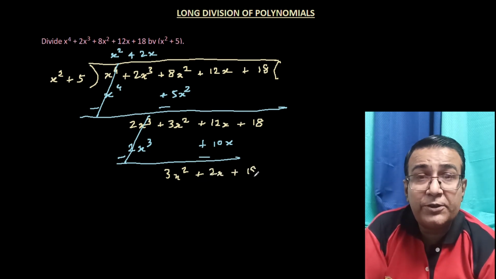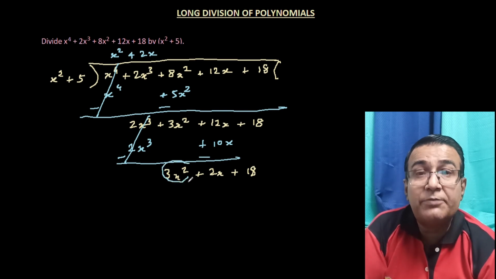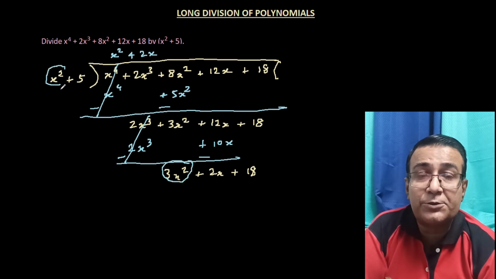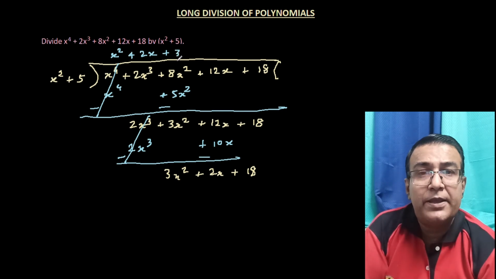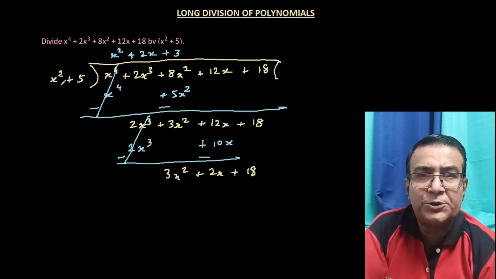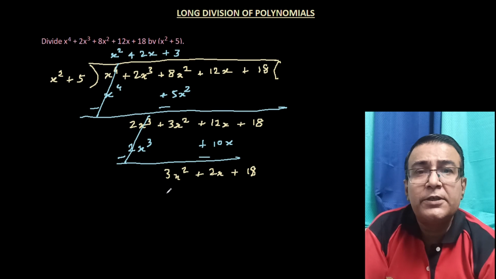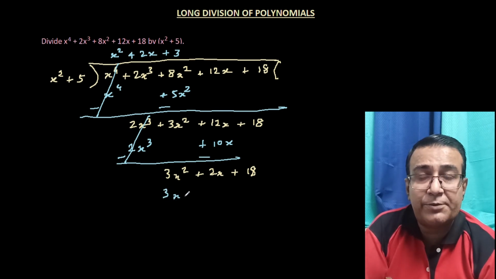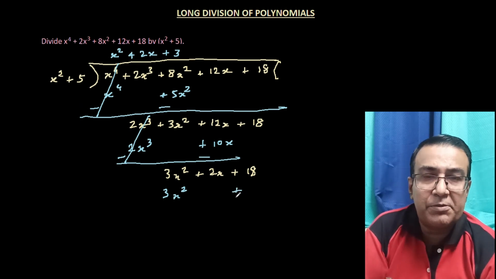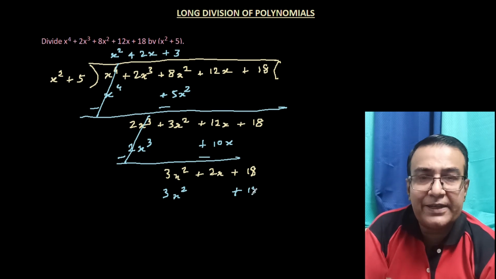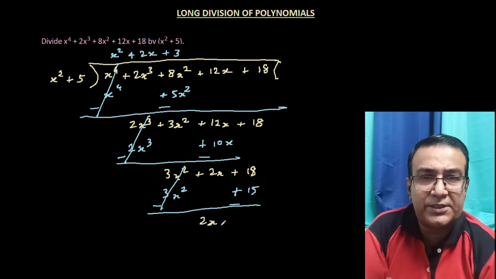Then again we look at the first term here, 3x squared, divided by the first term of the divisor, which is x squared. So 3x squared divided by x squared gives us plus 3. Write that in the quotient, multiply it by the divisor. Plus 3 times x squared gives us 3x squared. Write that below. And plus 3 times plus 5 gives us plus 15. Write that below the constant term. We subtract, this becomes negative, this becomes negative. The 3x squares get cancelled out. 2x comes down as it is, and 18 minus 15 gives us plus 3.